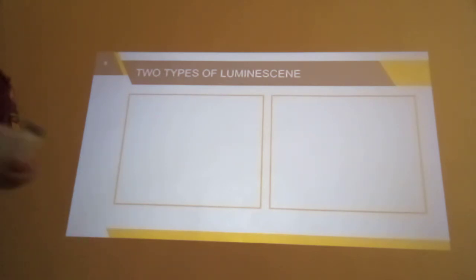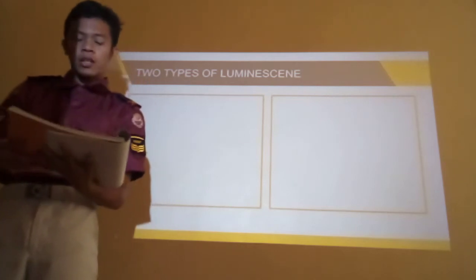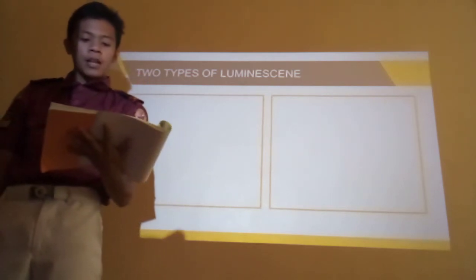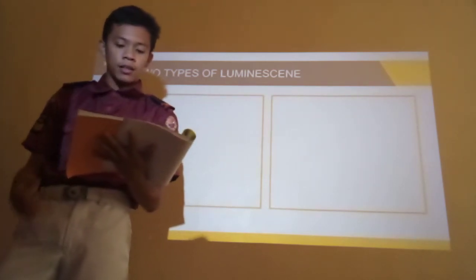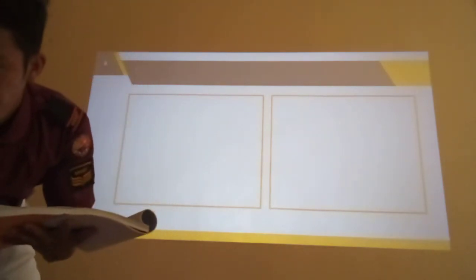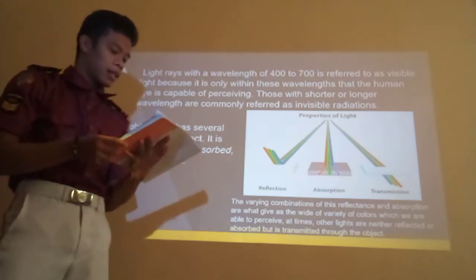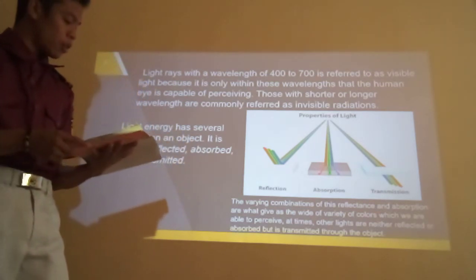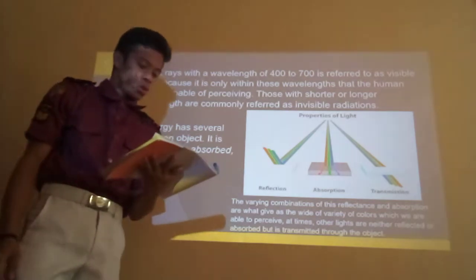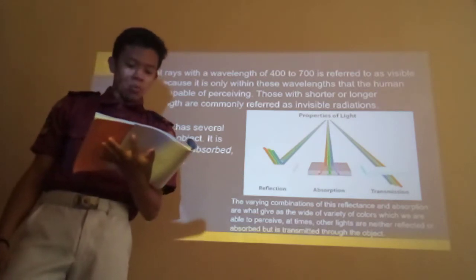Before we go to the two types of luminescence, I have the definition of light in the Webster dictionary. In the Webster dictionary, light is defined as radiant electromagnetic energy that can be seen by the naked eye. So light is what you can see with the naked eye. The scientific definition of light is the aspect of radiant energy of which a human observer is aware through the visual sensations which arise from the stimulation of the retina of the eye.